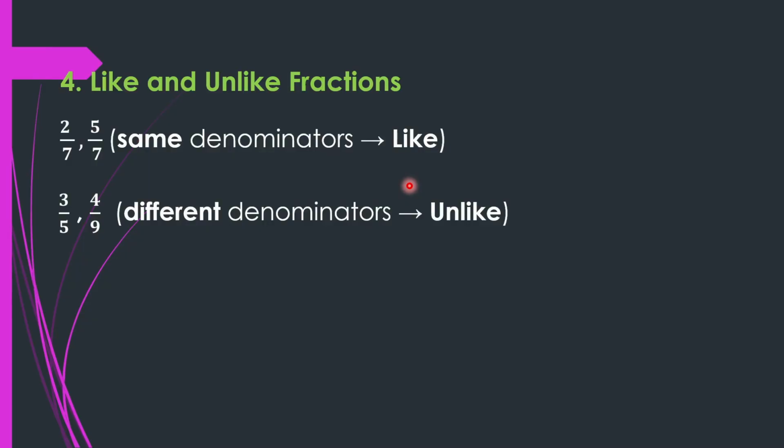Now, let's learn the like and the unlike fraction. When fractions have the same denominator, they are called like fractions. When the fractions have different denominators, they are called unlike fractions. For example, 3 by 5 and 4 by 9.